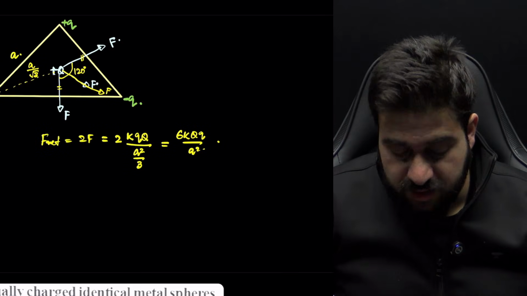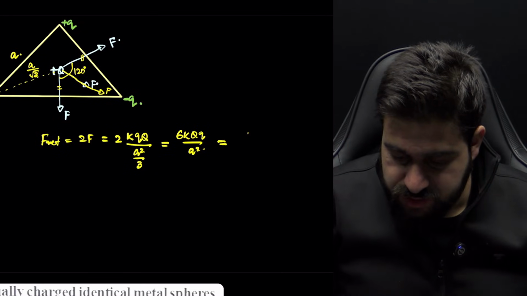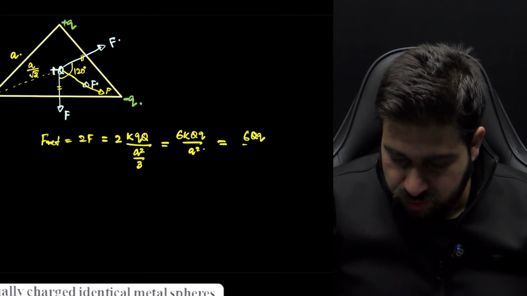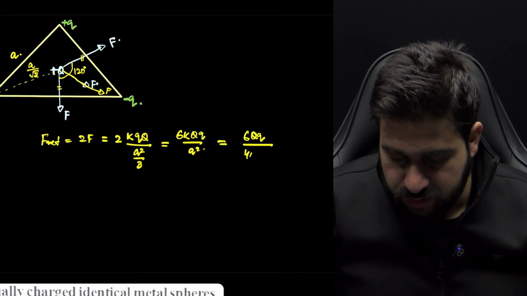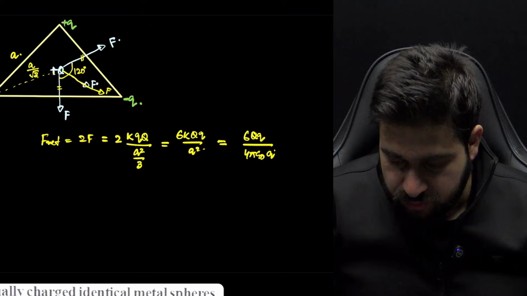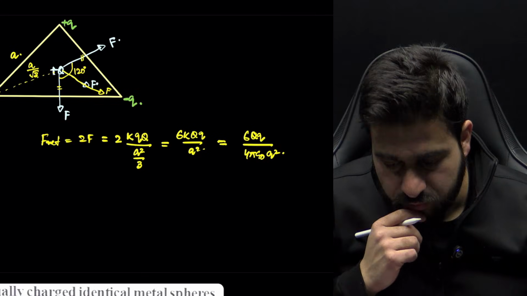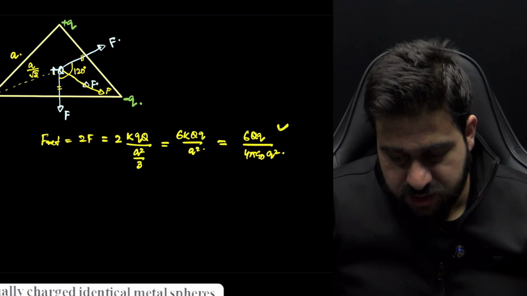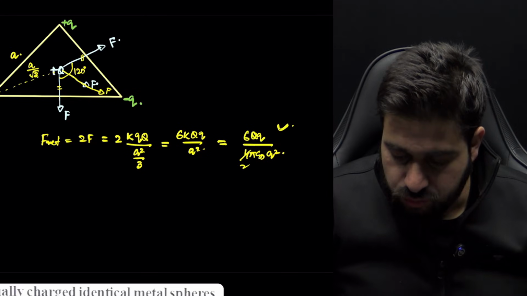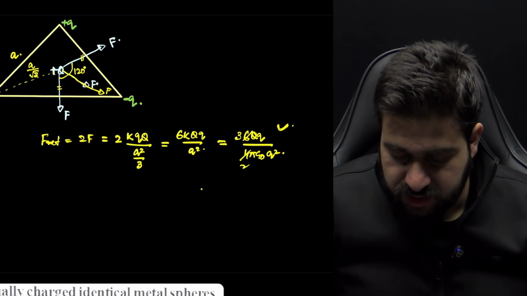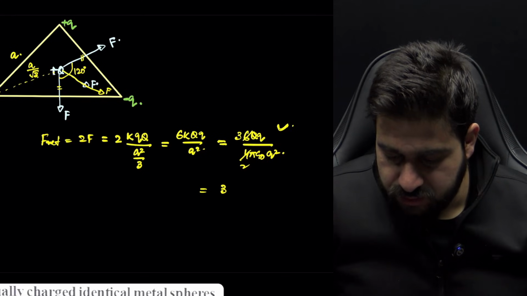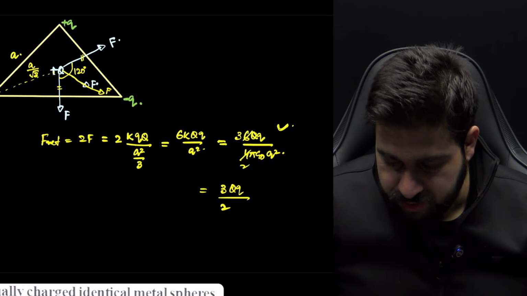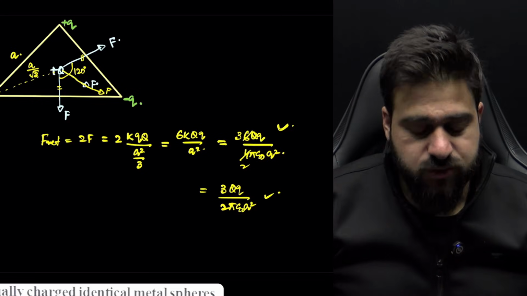You can further write it like this also: 6 Q Q divided by, instead of K, you can write 4 pi epsilon naught into A square. Now, my dear NEET aspirants, this you can say is the answer in this case. 2 2s are 4, 2 3s are 6, so 3 Q Q divided by 2 pi epsilon naught into A square. You can write it like this also.